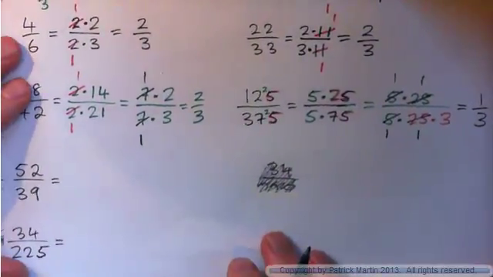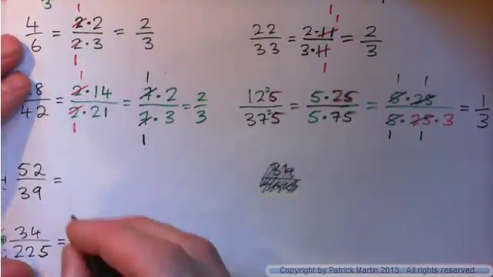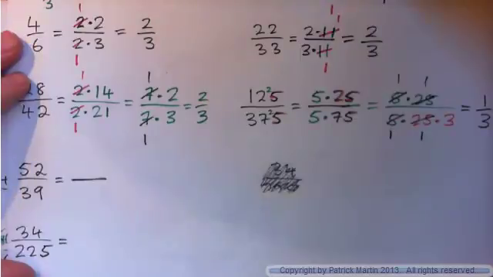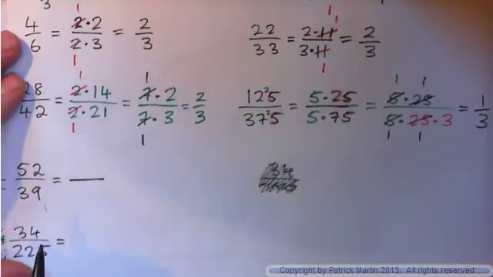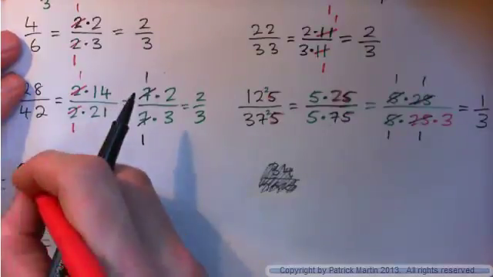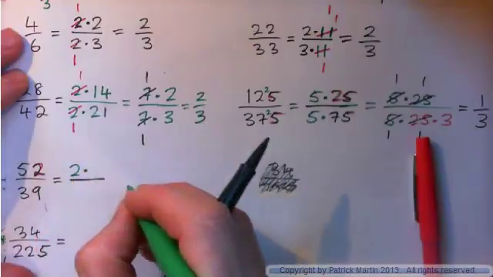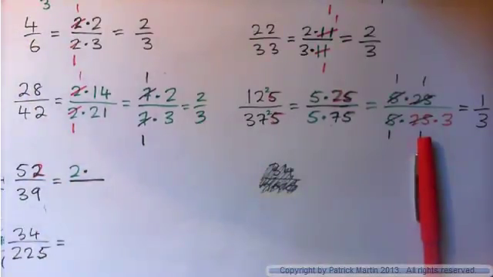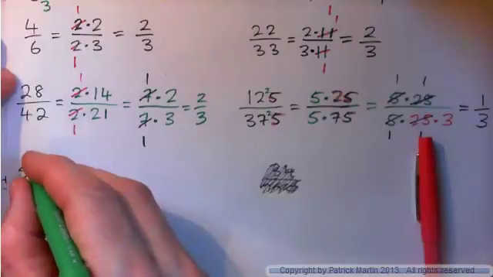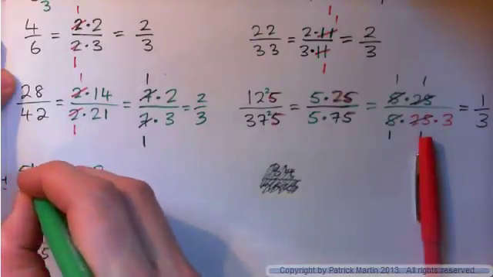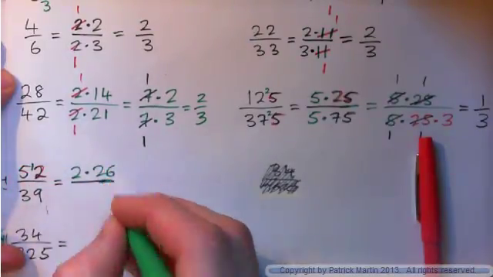Okay, so 52 over 39. Well, I can't see a common factor right away. I don't know if you can, but I can't. But I do know that 2 goes into 52, because 52 is an even number. So I'm going to split 52 up to be 2 times something. 2 times what? Well, 2 into 5 would go twice, remainder of 1. 2 into 12 would go 6 times, right?